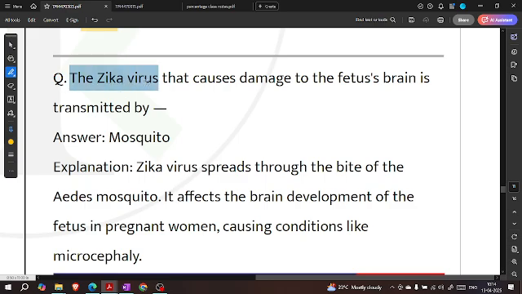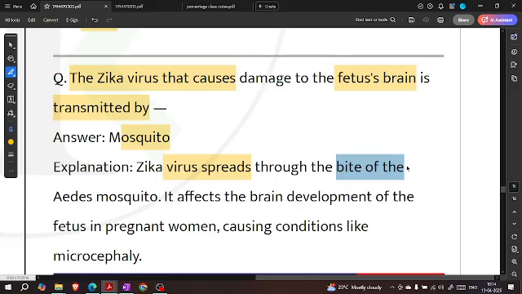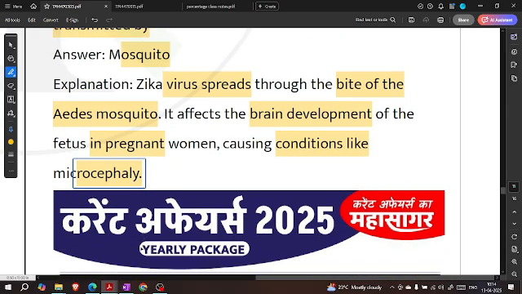The Zika virus that causes damage to the fetus brain is transmitted by mosquito. The Zika virus spreads through the bite of the Aedes mosquito. It affects the brain development of the fetus in pregnant women, causing conditions like microcephaly.